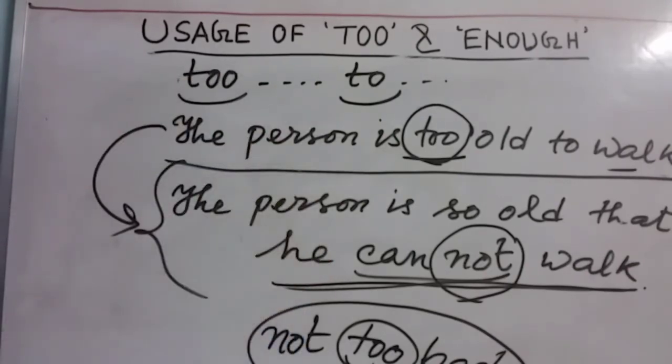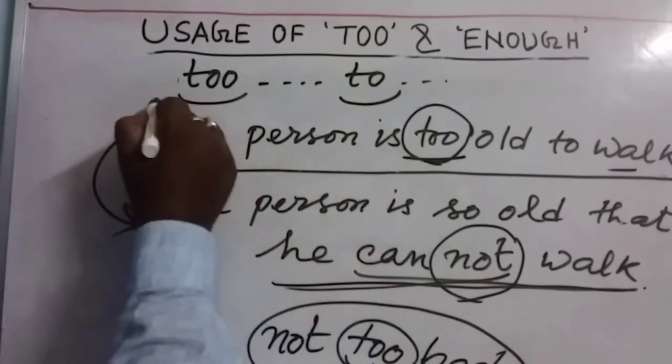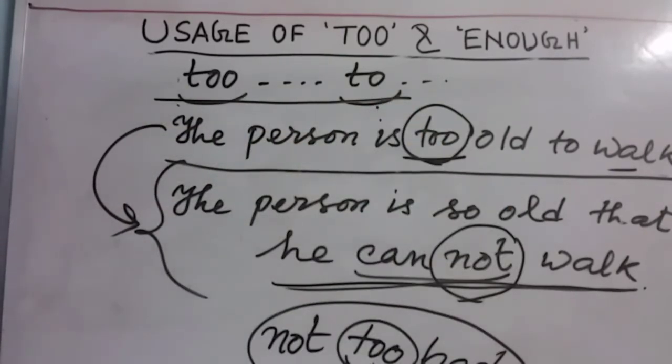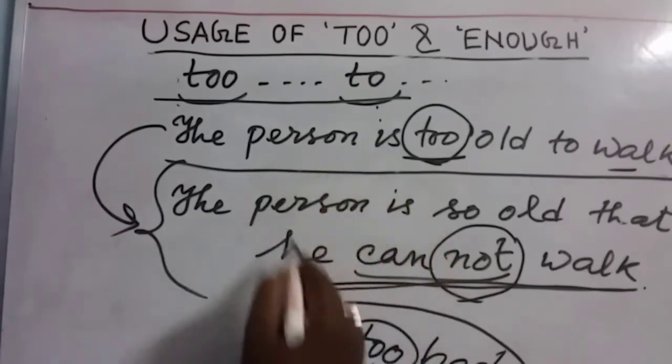This is the actual usage of the term "too". This is the structure: too, then something, then to, then something. It means a negative sense.